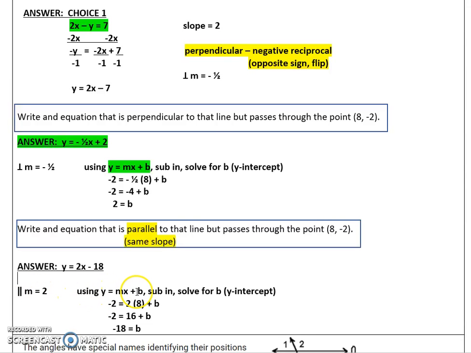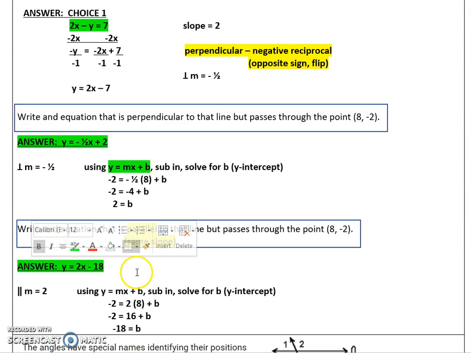Using y equals mx plus b, you sub in again. The y value is negative 2. The x value this time is 8, and the slope is positive 2 because we want the parallel slope. Same exact process to find the value of b, and then you can substitute in to get your final answer.